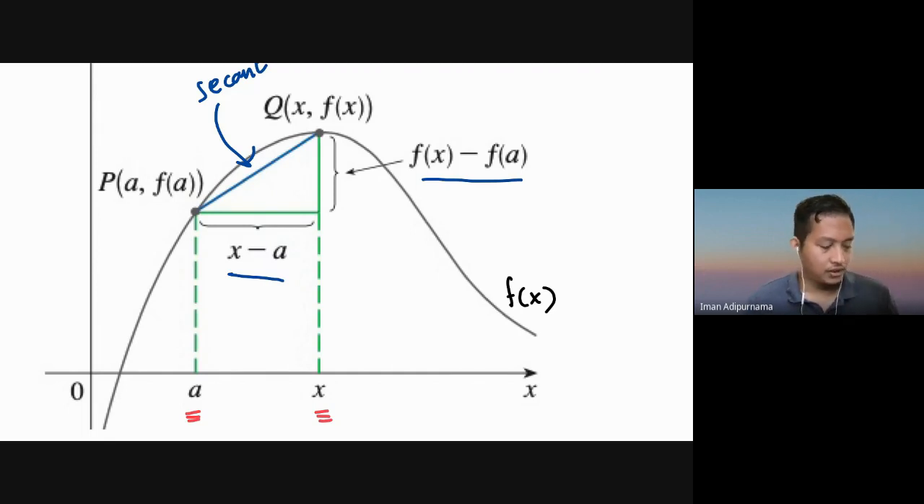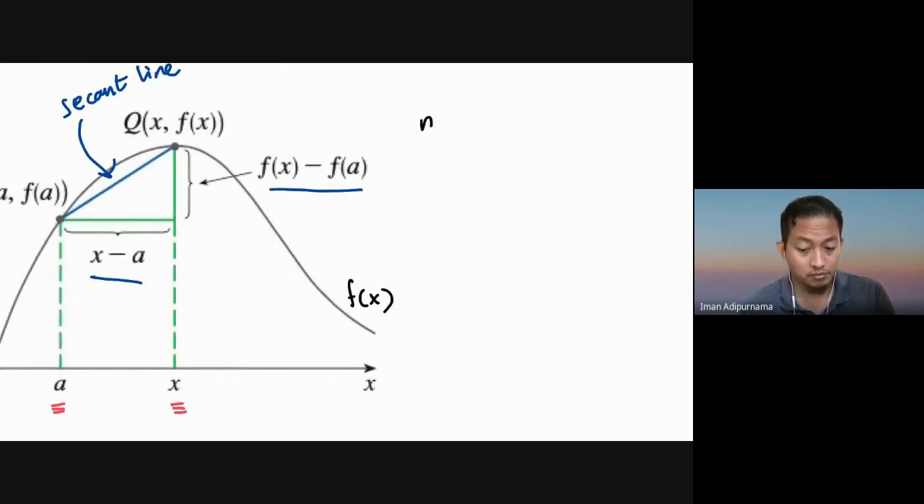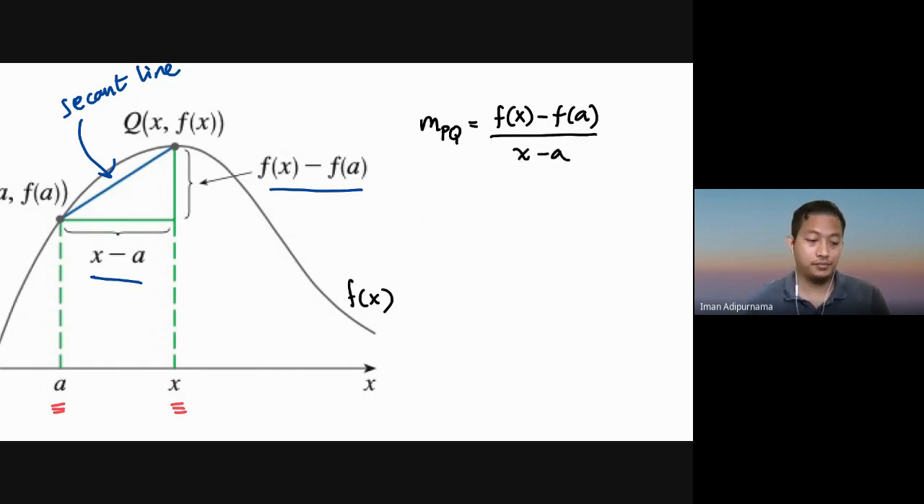Okay. Now, of course, you're already familiar with the slope. From the picture, slope of PQ is delta y over delta x, and you can write it in this form.